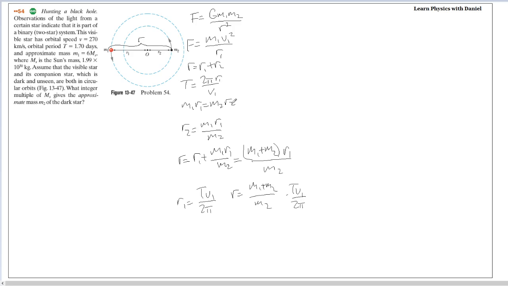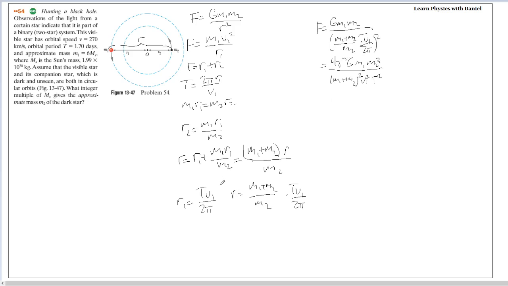Alright, so what we then do is plug this equation for r into our equation for gravitational force, giving F equals G m1 m2 over ((m1 plus m2) over m2 times T v1 over 2 pi) squared, which then simplifies down to 4 pi squared G m1 m2 cubed all over (m1 plus m2) squared times v1 squared T squared.